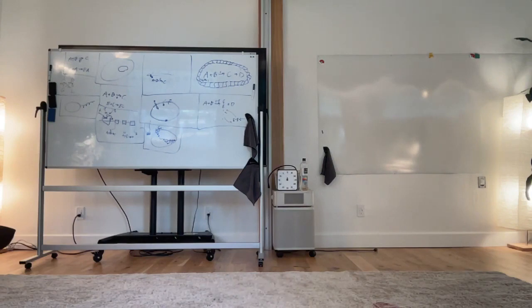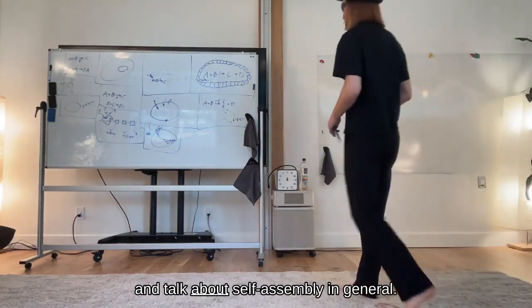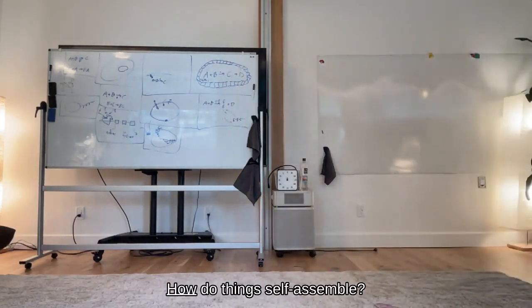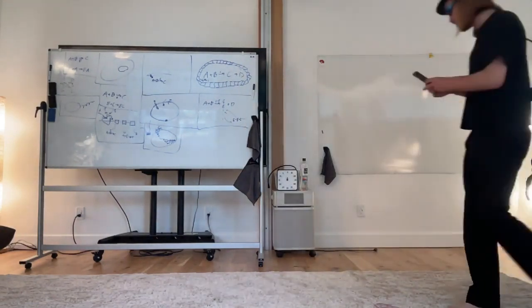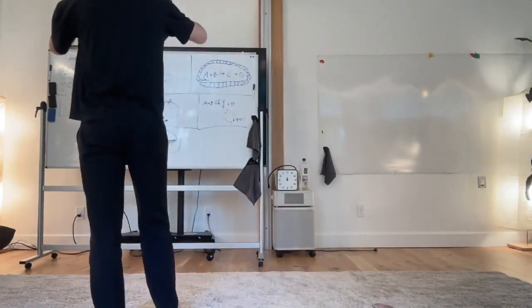All right. So for multicellularity, we're going to take a small step backwards first and talk about self-assembly in general. So, like, how do things self-assemble? Why does that happen?